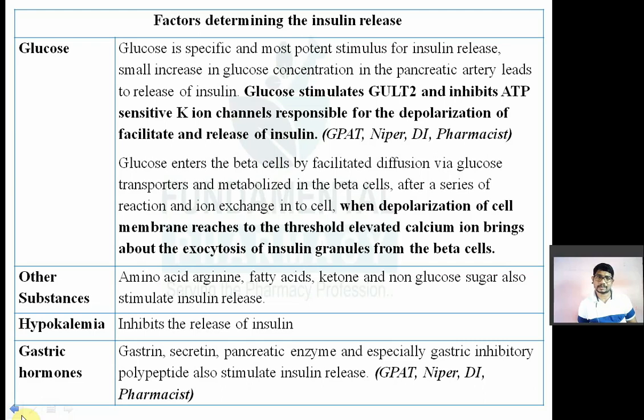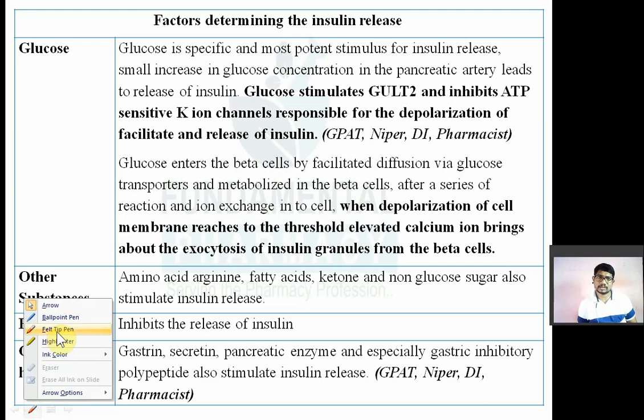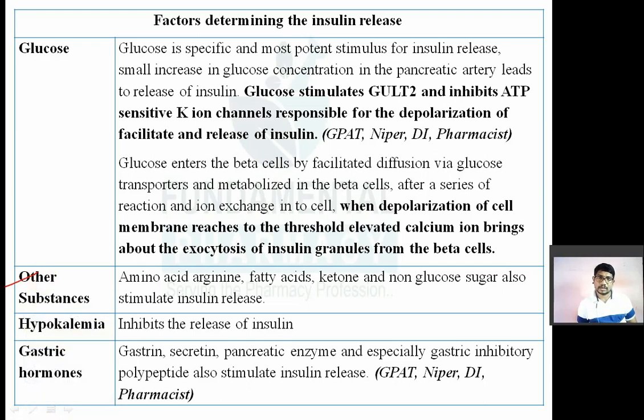Again, there are certain other factors that also release insulin. For example, amino acids like arginine, fatty acids, ketone bodies, and non-glucose sugars also stimulate the release of insulin. Then hypokalemia, which means a decreased concentration of potassium in the blood, will obviously inhibit the insulin release.